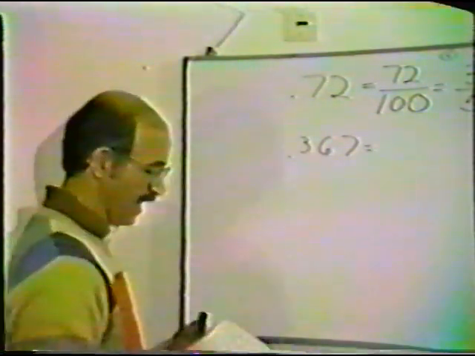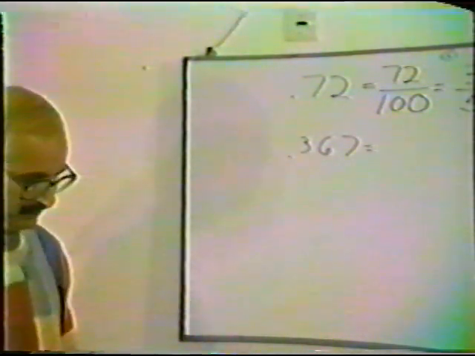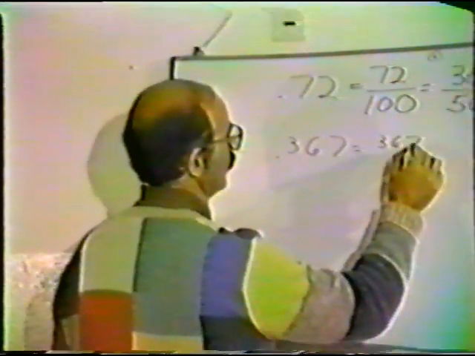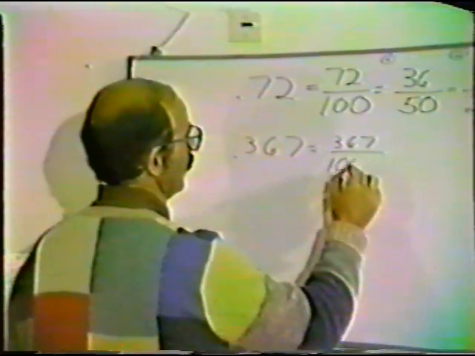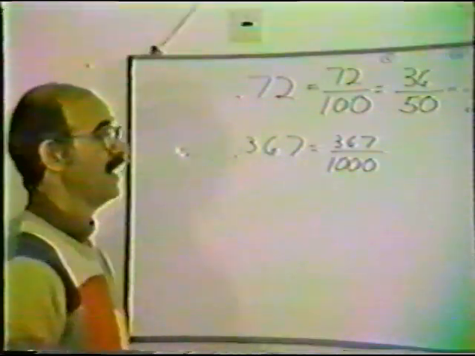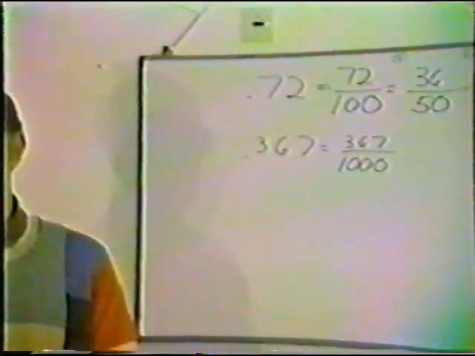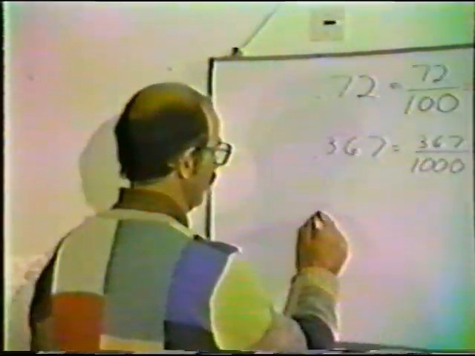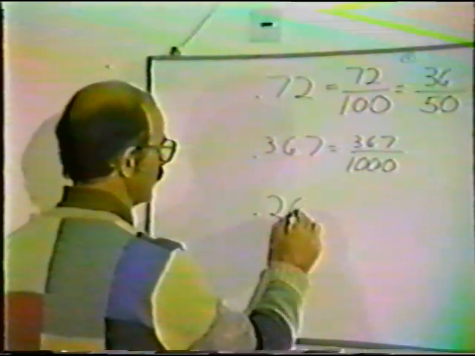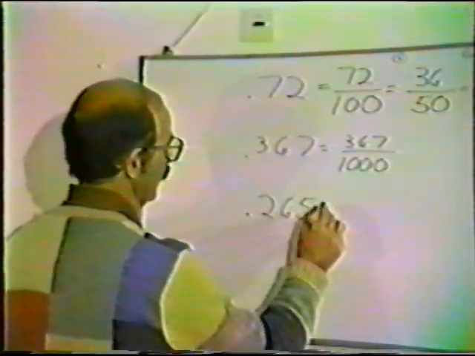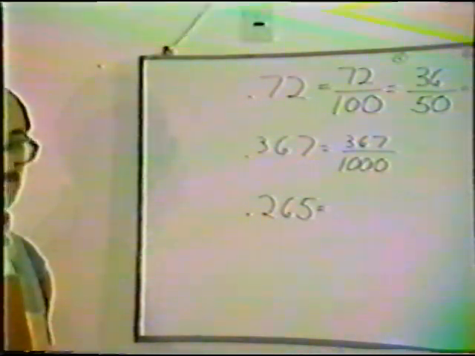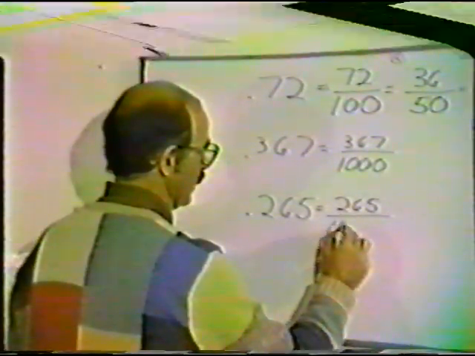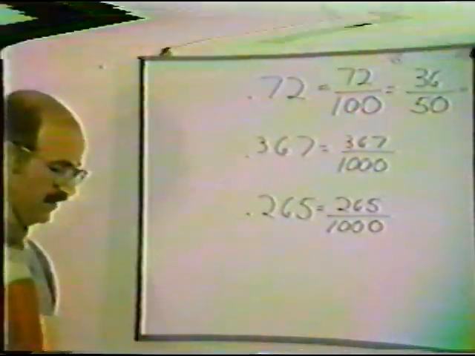0.367. Read that. 367 thousandths. And I'll just write what you said. 367 thousandths. And I think you'll find that that one is already in lowest terms. Here's another. 0.265. Read that one. 265 thousandths. Can it be reduced? Yes.